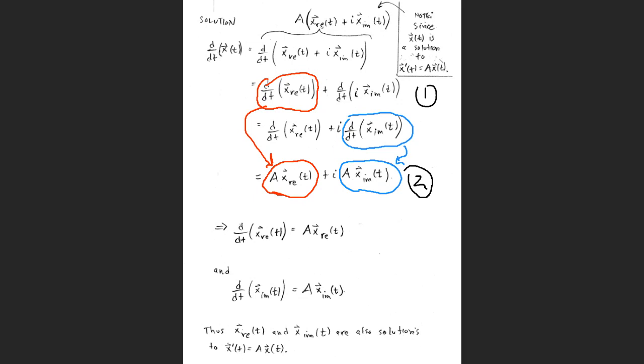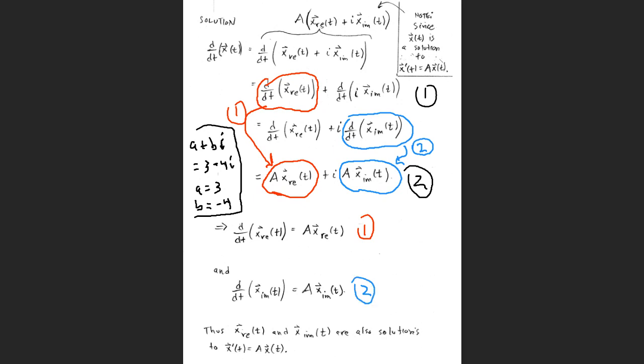It's no different than if you said a plus bi equals 3 minus 4i. You would have to say a equals 3 and b equals -4. That's what you'd have to do, right? What we're doing here is no different. Statement 1 here implies, of course, this. And statement 2 here implies this.